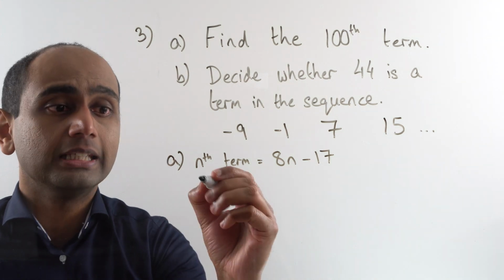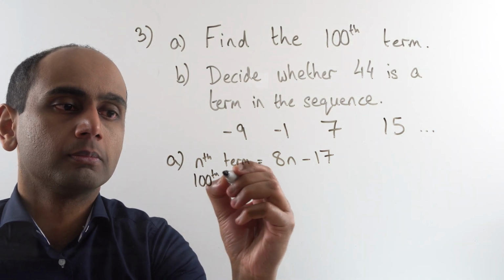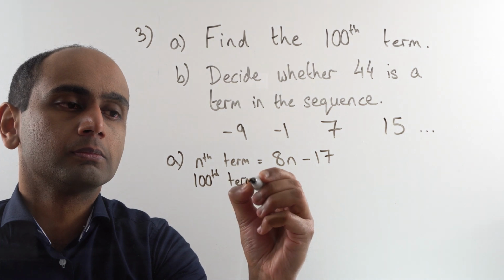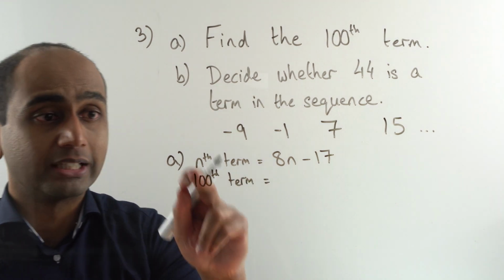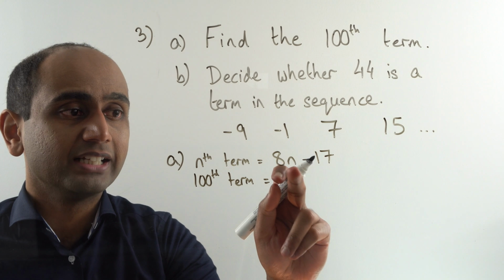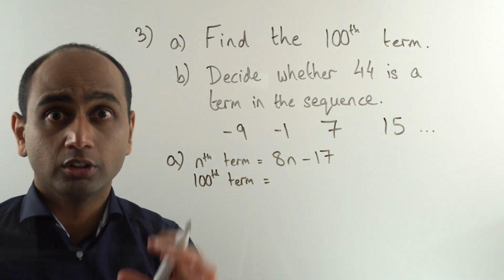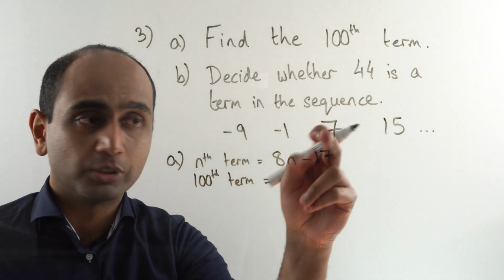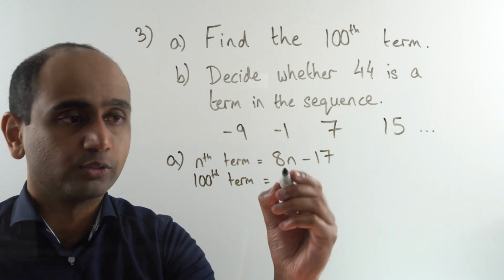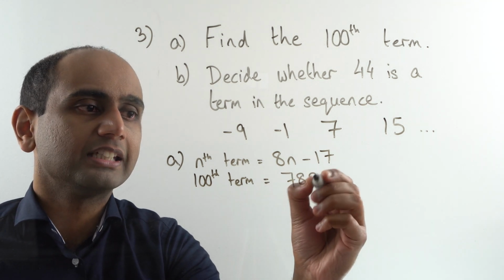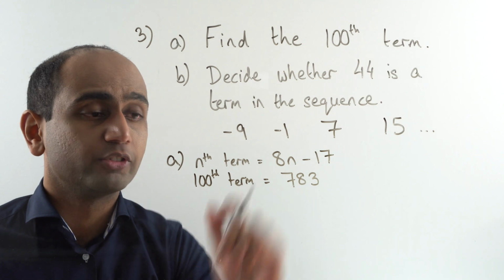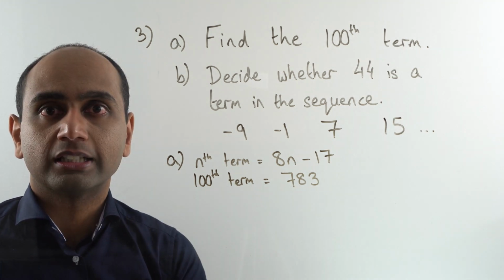That means the 100th term is what we get when n is 100. So when n is 100, we have 8 times 100, which is 800, and then we subtract 17, and that gives us 783. So the 100th term of this sequence is 783.